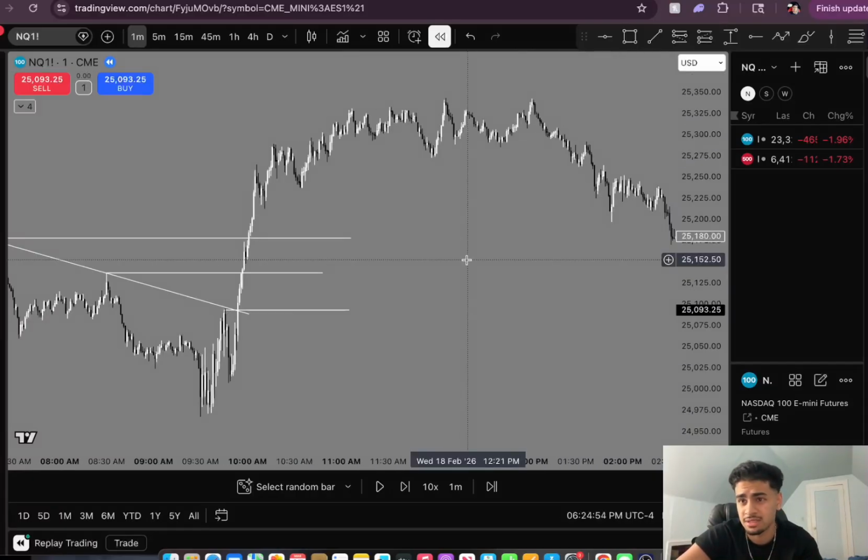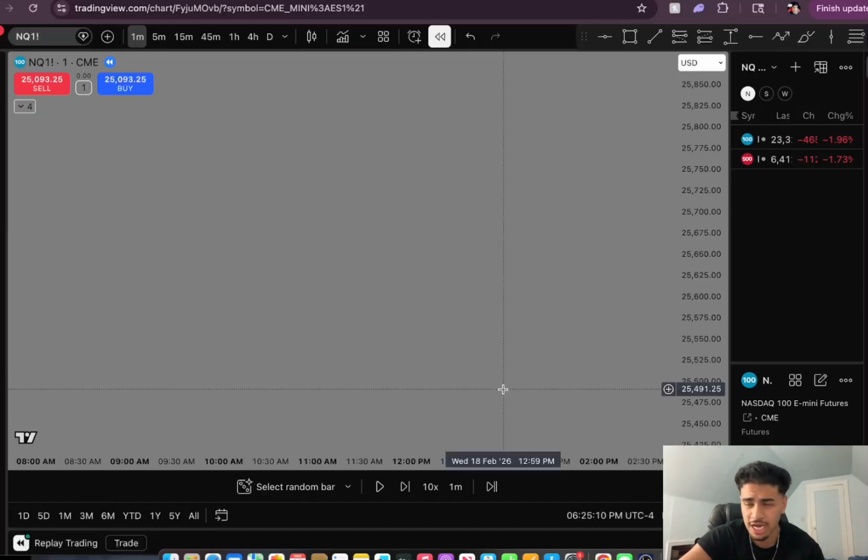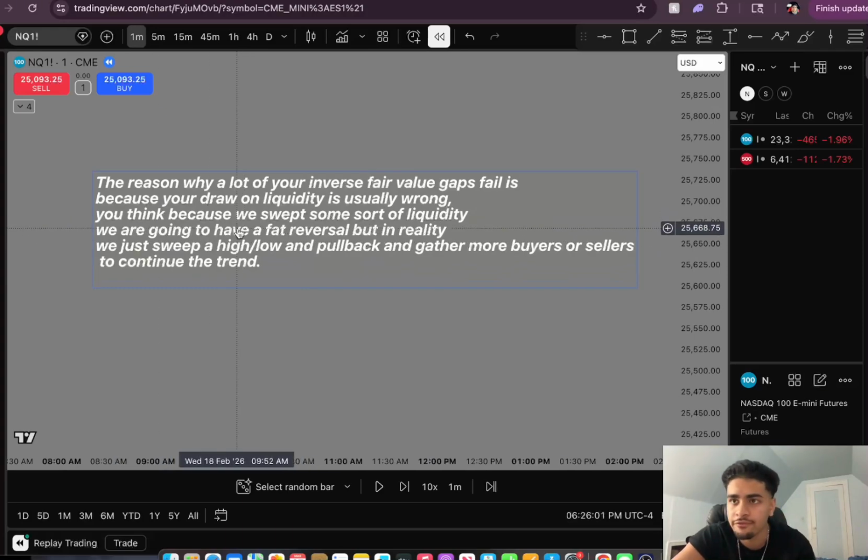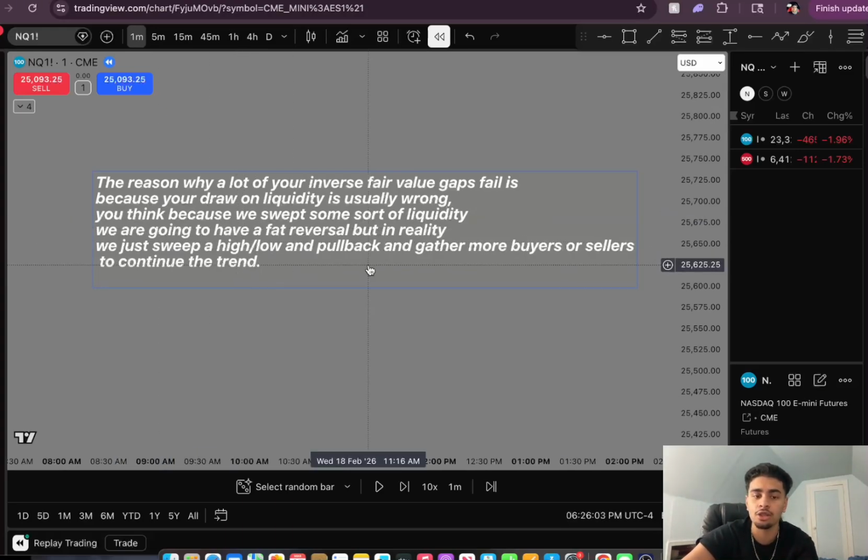Trendline liquidity is an important draw on liquidity. I don't use it that often, but it adds confluence to my trade. Like I told you guys, most people look at a liquidity sweep as a reversal, but the way I see it is that you're sweeping liquidity and you're gathering more sellers or buyers to continue the direction. The only way I see a reversal most of the time is with an SMT. The reason why a lot of your inverse fair value gaps fail is because your draw on liquidity is usually wrong. You think because we swept some sort of liquidity, we're going to have a fat reversal, but in reality, we just sweep a high and low, pull back, and gather more buyers and sellers to continue the trend.